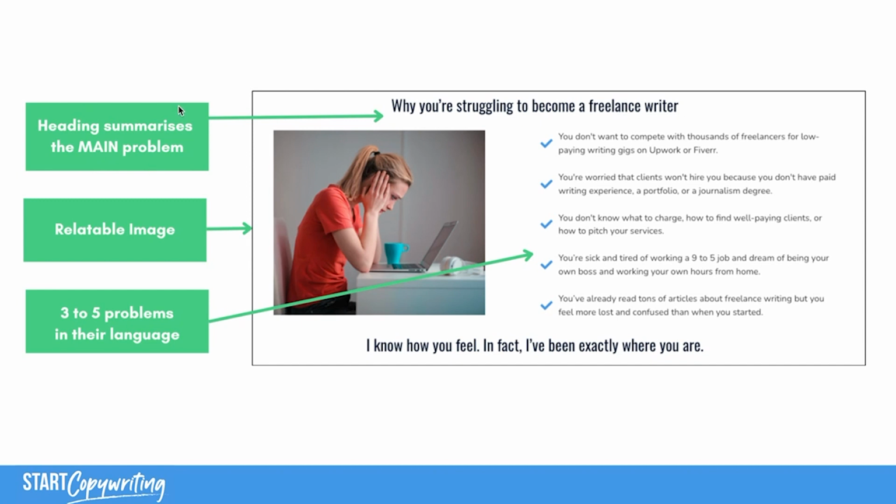So here's an example of this section from my startcopywriting.com website to show you what I mean. We've got a heading that summarizes the main problem, why you're struggling to become a freelance writer. Then we've got a relatable image of someone who is struggling to write. And then we have 3 to 5 problems that are written in their language, using the same language that I know my potential customers use when describing what it's like to struggle as a freelance writer. So that's going to really appeal to them and relate to them, because I understand their problems on a deep level. I've been through it myself.